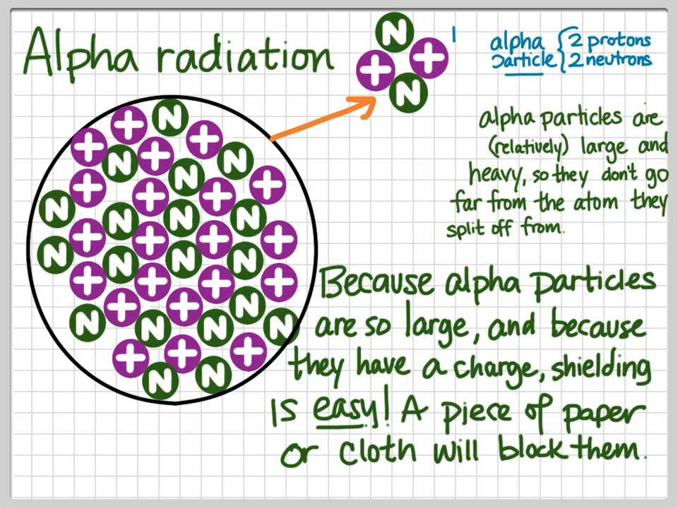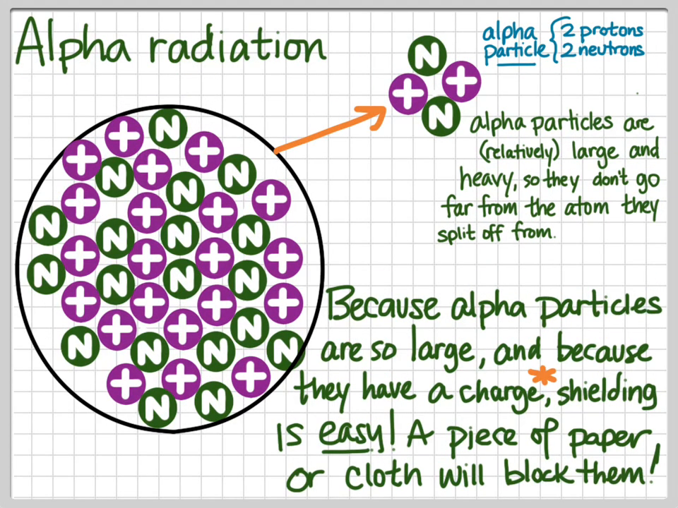Because alpha particles are so big, and because they have a charge, more on that later, shielding living tissue from them is really easy. A piece of paper will block alpha particles, or your shirt, your pants, just a piece of cloth like clothing will shield living tissue from alpha particles. Now, I said more about that charge issue later. This is later.